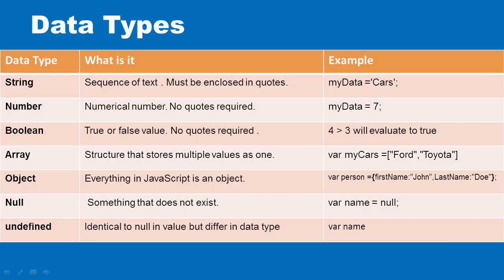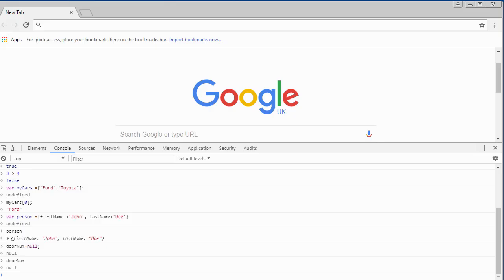The final data type I want to talk about is called undefined. Undefined is similar to null. The only difference is that they are different data types. Undefined is undefined, while a null data type is also an object data type. If you declare a variable and you don't give it a value, that will become undefined.